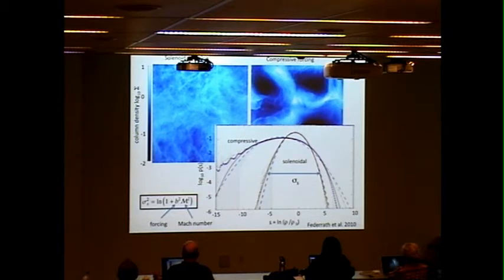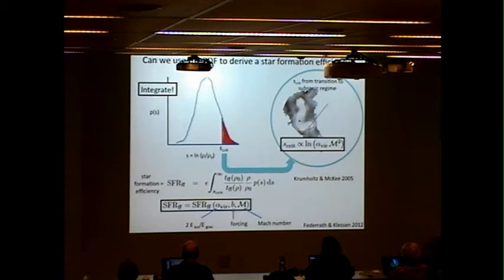All right? So when you've done that, you're almost done, because then you can use the PDF to derive the star formation efficiency. What you do is that you just simply integrate from the critical density, the transition of the sonic regime, which scales like that, and then now you have a prediction for the star formation efficiency in a freefall time, which depends on the forcing, on the Mach number, and on this parameter, which is called the virial parameter, which is simply twice the kinetic energy divided by the gravitational energy. So all these, I would claim, you can measure from your numerical simulation.